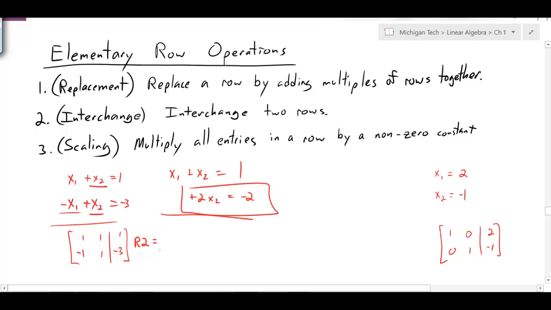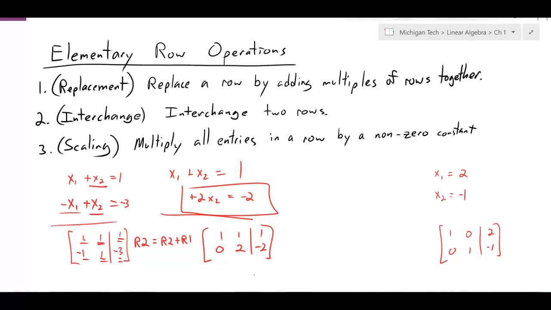And what is the new R2 going to be? It's going to be the result of taking R2 and adding R1. My new row 2 is going to be the result of adding the 2 rows together. And well, I don't change row 1, so I'll just write those values out. And the new row 2 will be, well, if I add these together, I have 1 plus negative 1. That's 0. 1 plus 1 is 2. And 1 plus negative 3 is negative 2. So we can see that doing this row operation is exactly the same thing that I've done with the equation. So it makes sense that I can add rows together because I can add equations together.